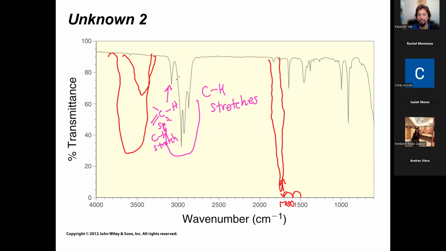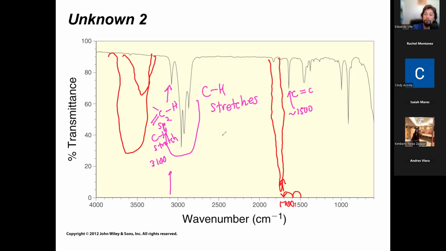At this point, you can start paying attention to them. And you'll notice, yeah, actually, I do see this peak a little bit to the left. This is going to be my sp2 CH. And if you have an sp2 CH, you also have a carbon-carbon double bond for sure. And that would be this peak right there, a little bit above 1500 or so. You can only say this for sure now because you've confirmed the sp2 CH over here at around 3100.